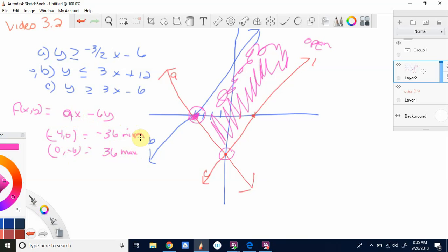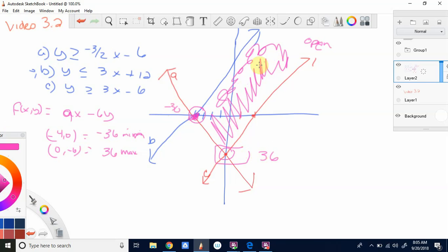When you have an unbounded region, you can either have a maximum or a minimum, but not both. This is really important. This is unbounded. So how do we know what we have? So 0, negative 6 is right here. So this is going to be 36. This is going to be negative 36.